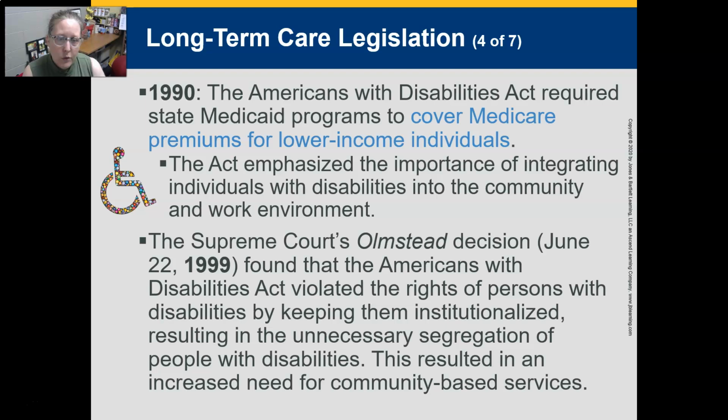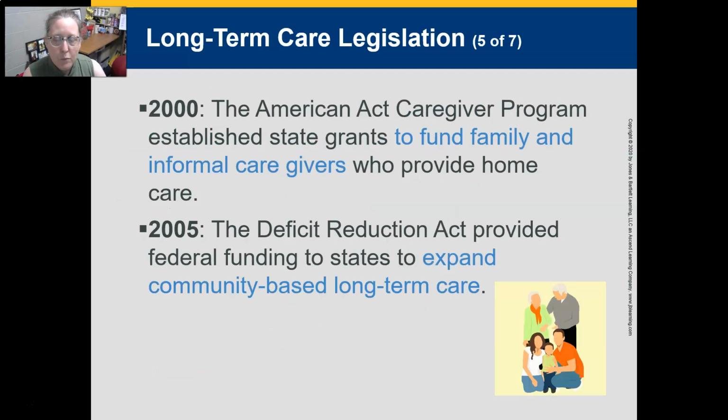Then it was followed by the Supreme Court Olmstead decision in 1999, and they found that the Americans with Disabilities Act was violated by keeping persons with disabilities institutionalized, resulting in the unnecessary segregation of people with disabilities, and this resulted in an increased need for community-based services. Again, people would rather be in their communities at home than being stuck in a nursing home, isolated from everyone.